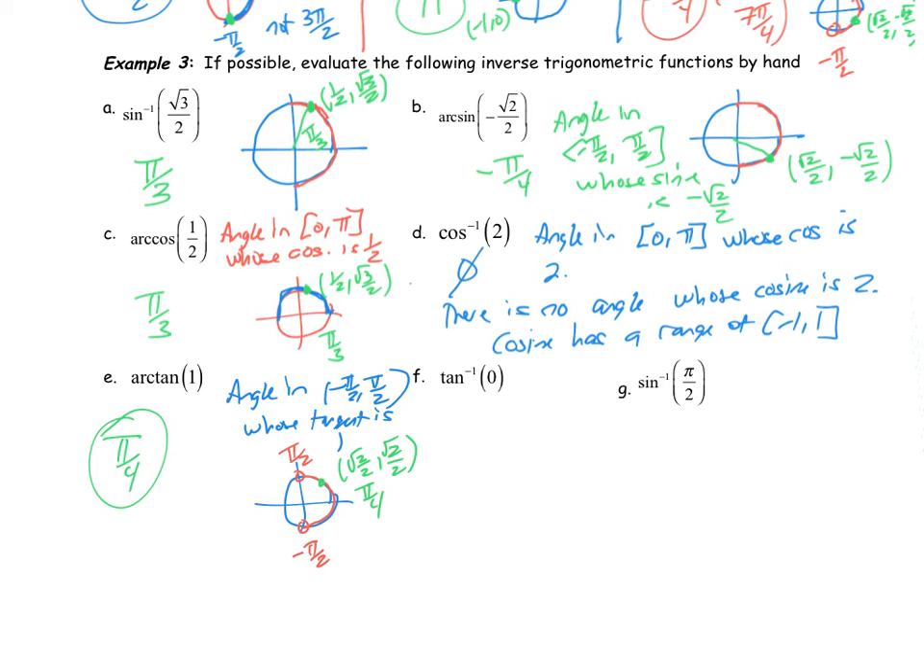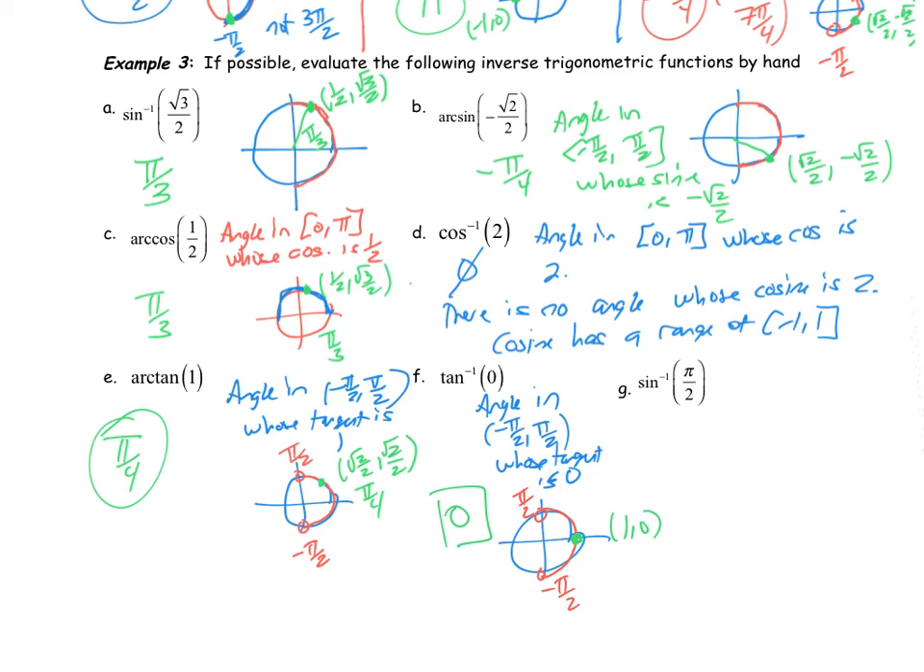Okay, tangent inverse of 0, that is asking us to find an angle, or the angle in the interval negative pi over 2 to pi over 2, whose tangent is 0. So I'm going to sketch my little unit circle. Remember that I have to be on the right half of the unit circle between negative pi over 2 and pi over 2. Tangent is the y value over the x value, so I want the y value to be 0. That occurs at an angle of 0 because that coordinate is 1, 0. So tangent inverse of 0 is 0.